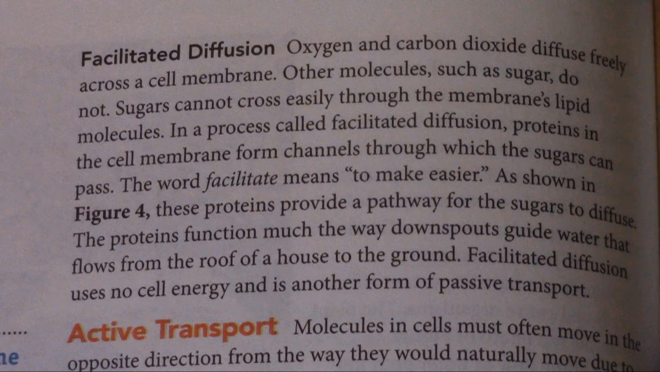Facilitated diffusion. Oxygen and carbon dioxide diffuse freely across the cell membrane. Other molecules, such as sugars, do not. Sugars cannot cross easily through the membrane's lipid molecules. In a process called facilitated diffusion, proteins in the cell membrane form channels through which the sugars can pass. The word facilitate means to make easier. As shown in Figure 4, these proteins provide a pathway for the sugars to diffuse.